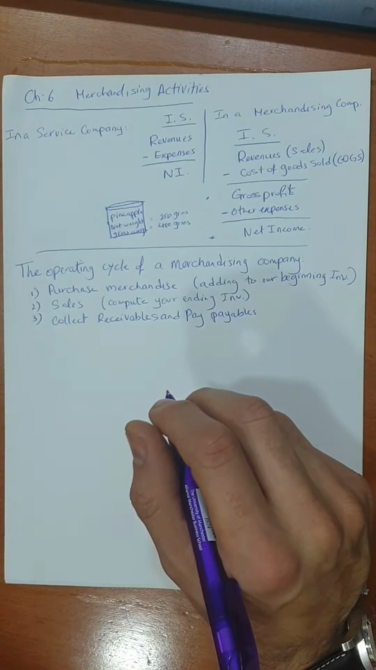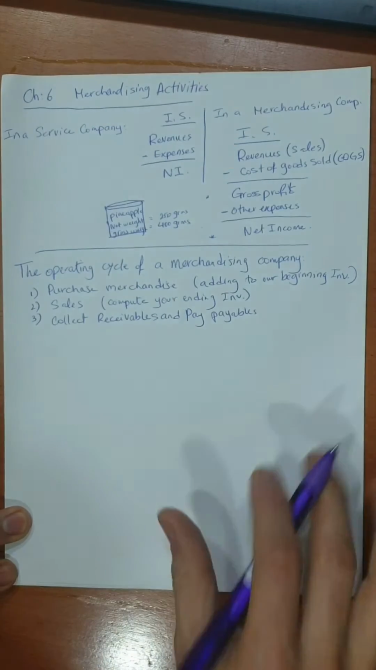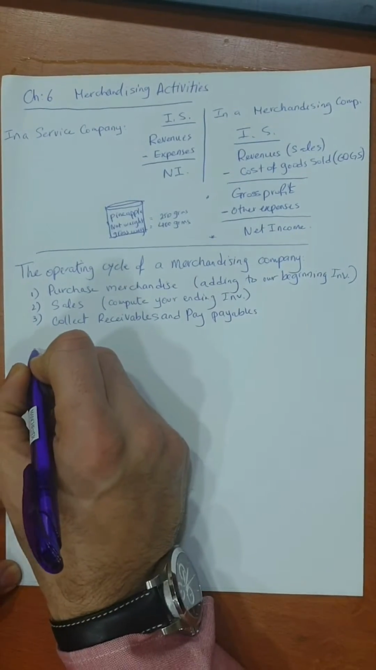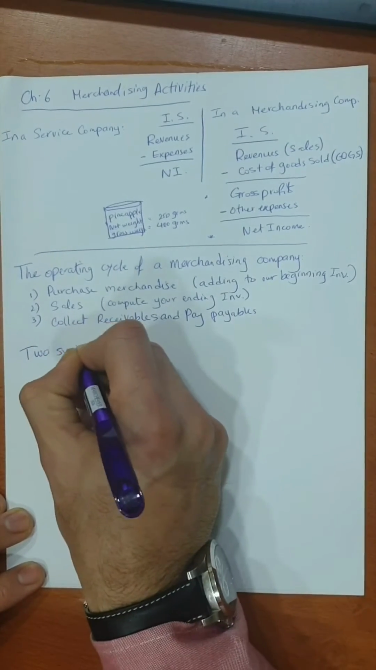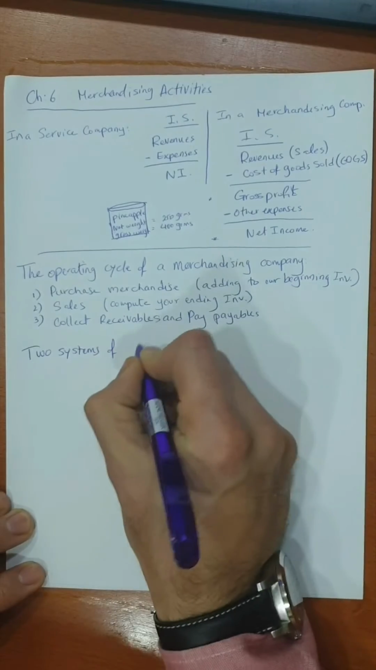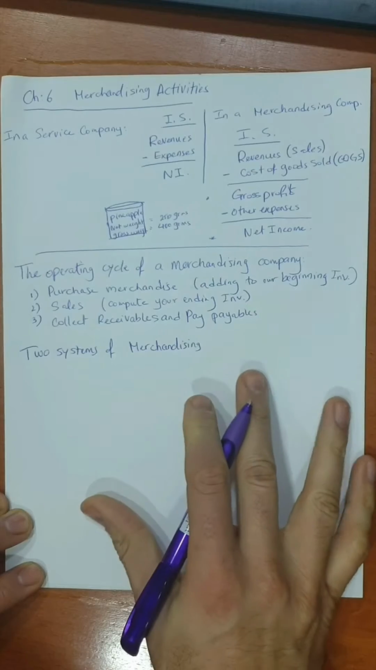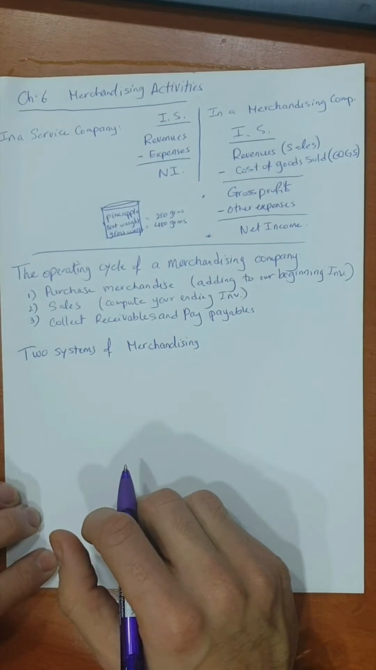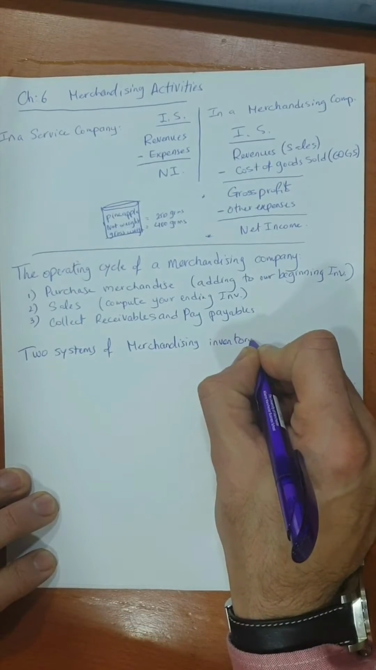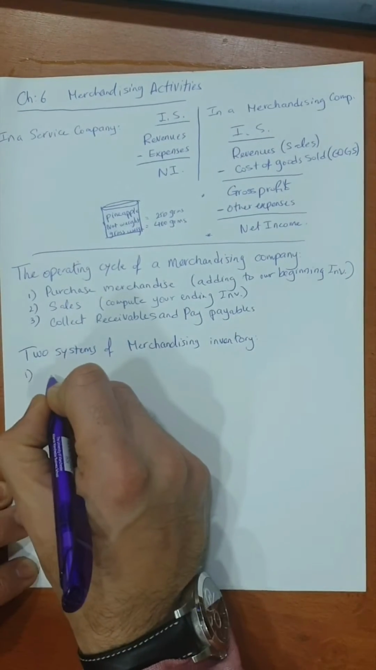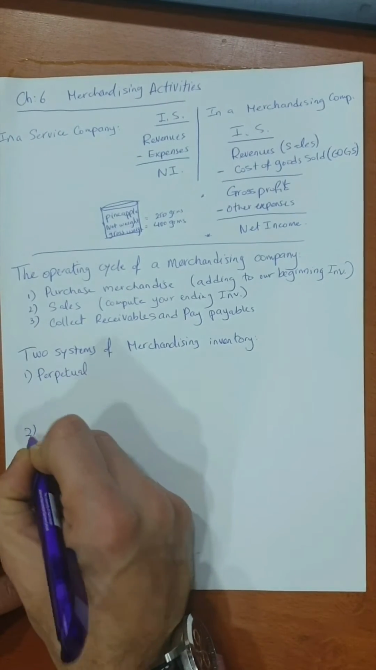Okay, now under this merchandising cycle or merchandising activities, we have two systems of merchandising inventories. The first one is the perpetual, and the other one is the periodic.